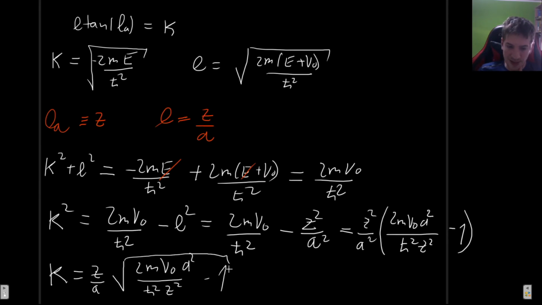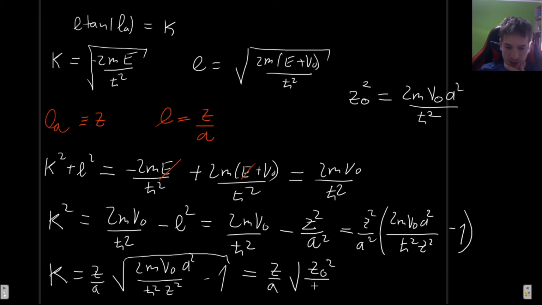Now this is kind of annoying. There's a lot of constants in here, so let us define something to get rid of it. We can call some constant z0 to be 2m V0 a squared divided by h bar squared, and since it's going to be divided by z squared, we might as well just call it z0 squared, right? So when we do that, we're going to get that this is just z divided by a times the square root of z0 squared divided by z squared minus 1.